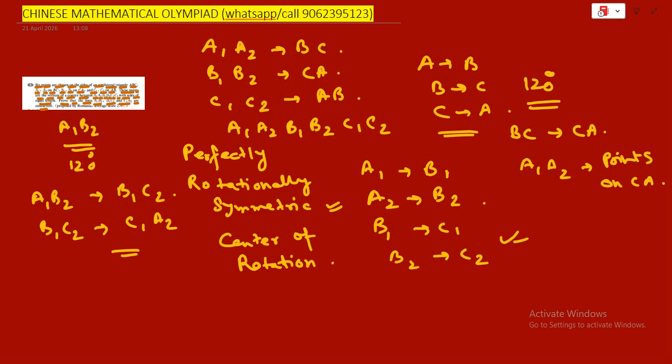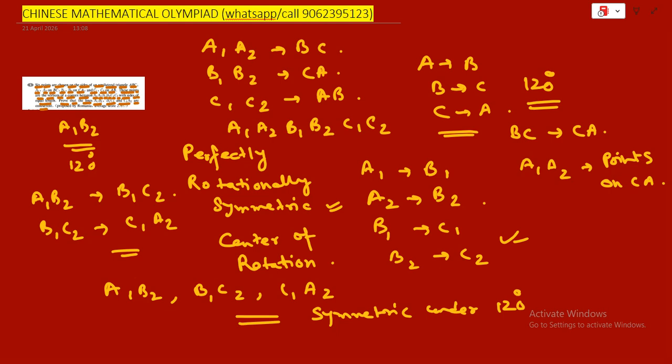Thus all three lines A1B2, B1C2, C1A2 are symmetric under 120-degree rotation. Hence they must intersect at the same fixed point, right? So the lines A1B2, B1C2 and C1A2 are concurrent. And the concurrency point is the center of rotation of the triangle.